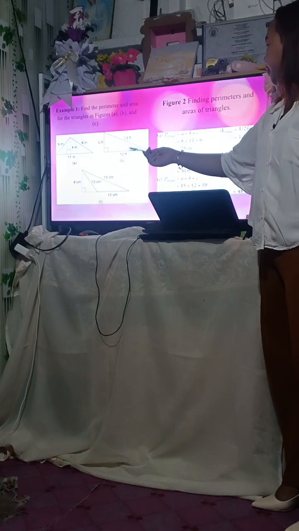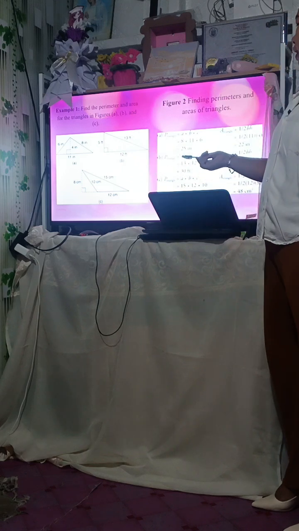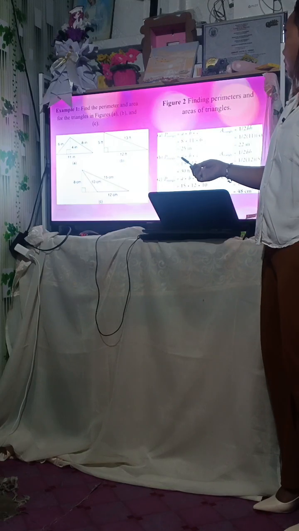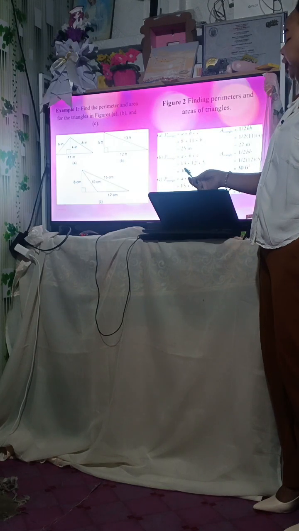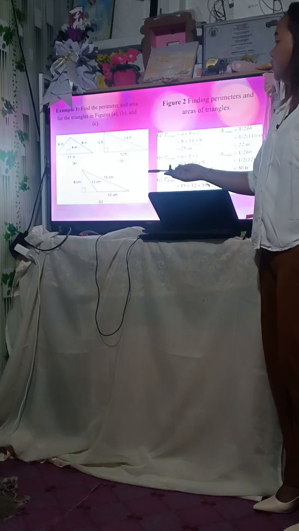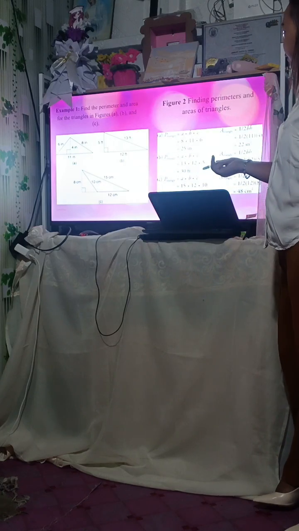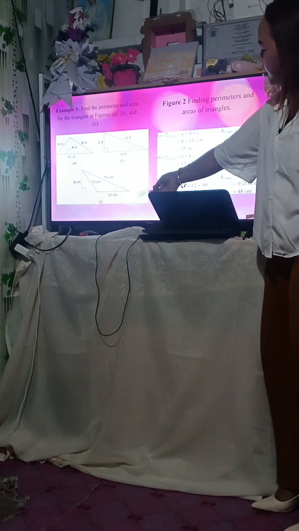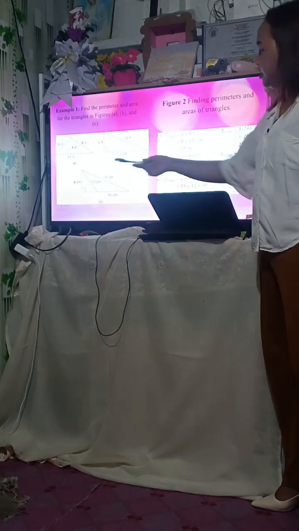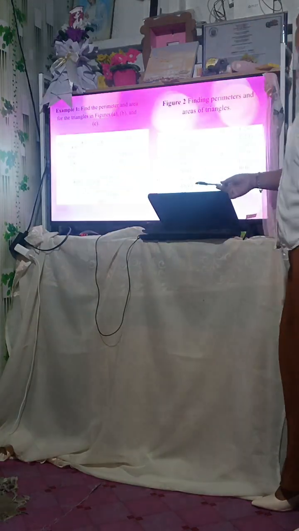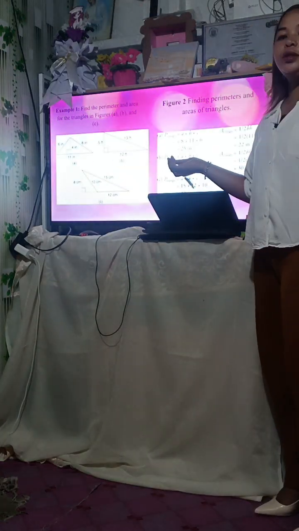So in letter B, find the perimeter of the triangle. The given is 13 feet, 12 feet, and 5 feet. So our A is 13 feet, our B is 12 feet, and our C is 5 feet. So just add A plus B plus C. 13 plus 12 plus 5 is equal to 30 feet. So our perimeter of the triangle is equal to 30 feet. So in letter C, find the perimeter of the triangle. This is the given. So our A is 15, our B is 12, and our C is 10. So 15 plus 12 plus 10 is equal to 37 centimeters.